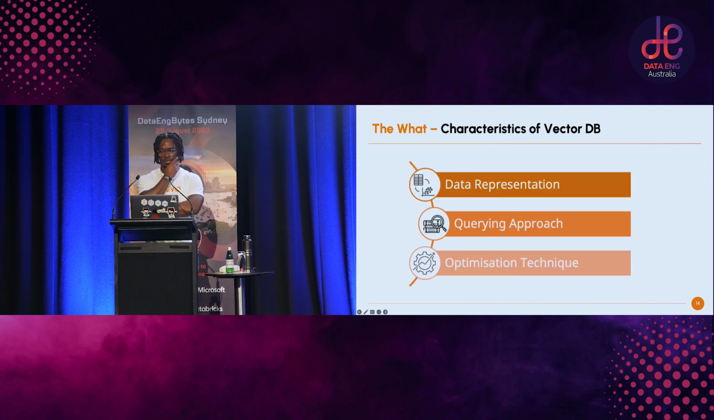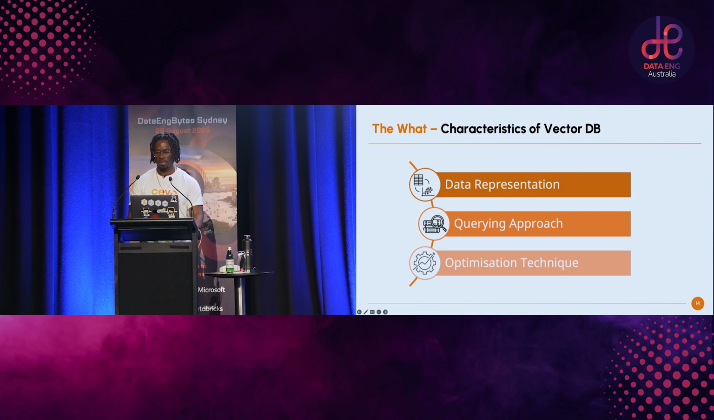Some of the key characteristics of the vector database, especially if you want to compare them to your traditional NoSQL database: number one, you have the data representation. The traditional NoSQL database will use key value pairs, document-wide column structures, whereas vector databases use vectors and operate on these vectors to perform mathematical operations to be able to represent them in a vector space.